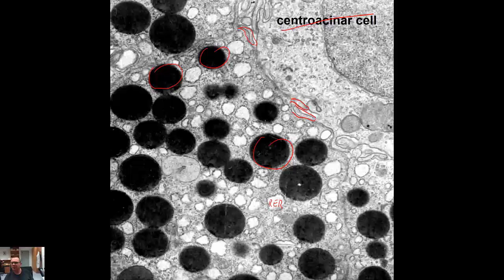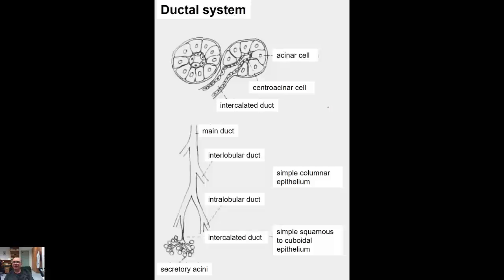Sorry, I don't cross it, I just want to underline it. The centroacinar cell is present here. You can see that it is a cell having very poor cytoplasm, where some mitochondria are present but no other typical organelles. The duct system begins with these centroacinar cells, and then goes on as the intercalated duct.